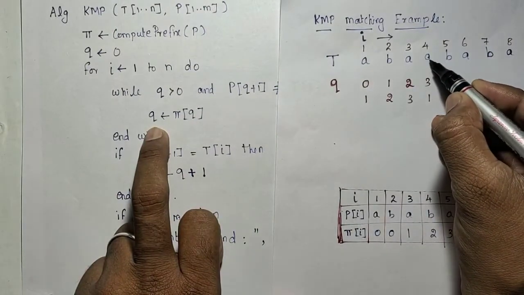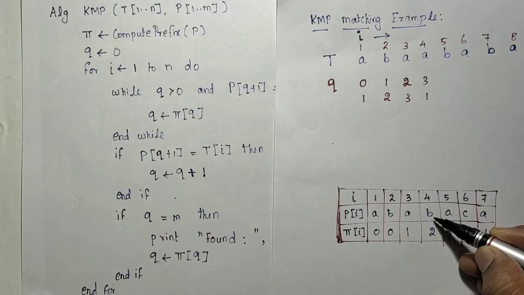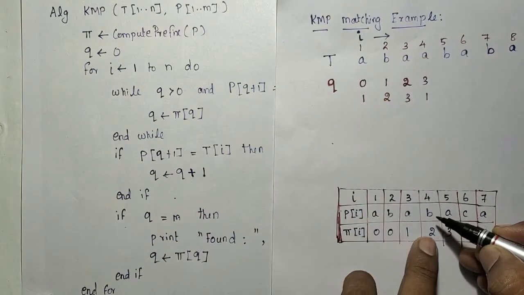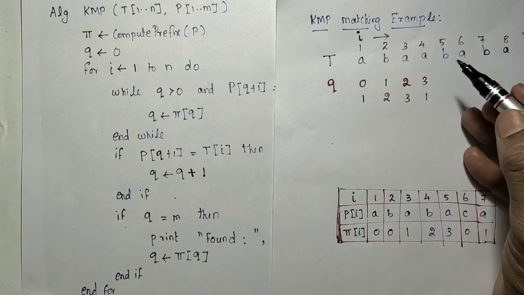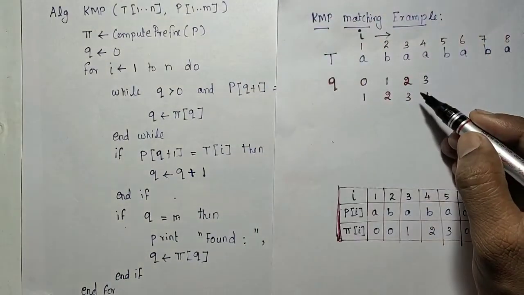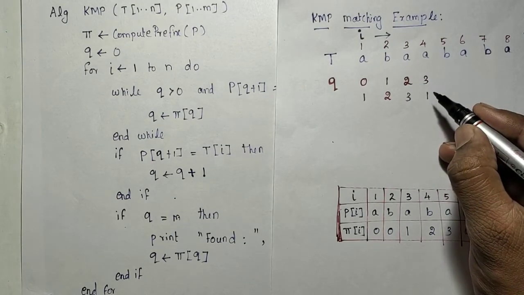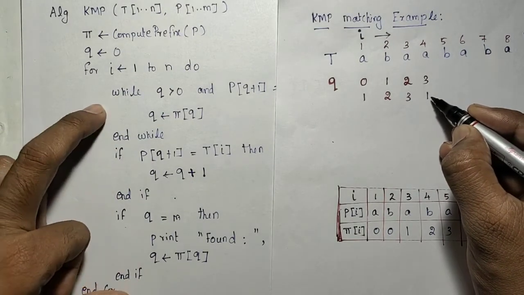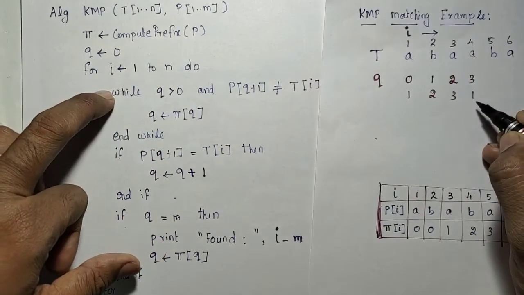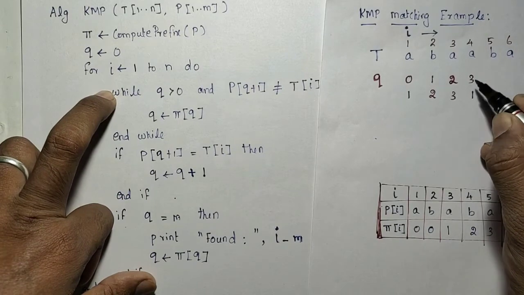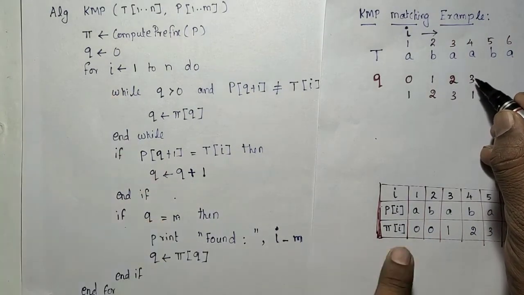The reason is that t of ith character, the current ith character, does not match with the next character of the p. So q is restored. So up to previous, what is the longest prefix, that we are going to restore. So 1. Since it is the loop, again we need to continuously check that. It means that now q is reduced to 1, because pi of 3 value is 1.